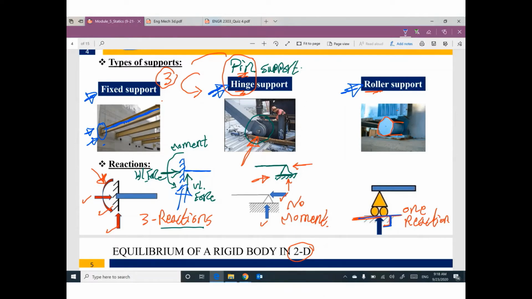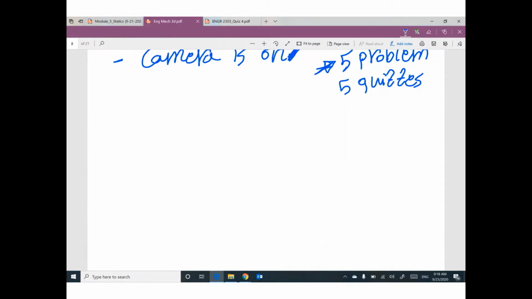Guys, I would like to remind you of something. If you have fixed support like this, how many reactions? 3.